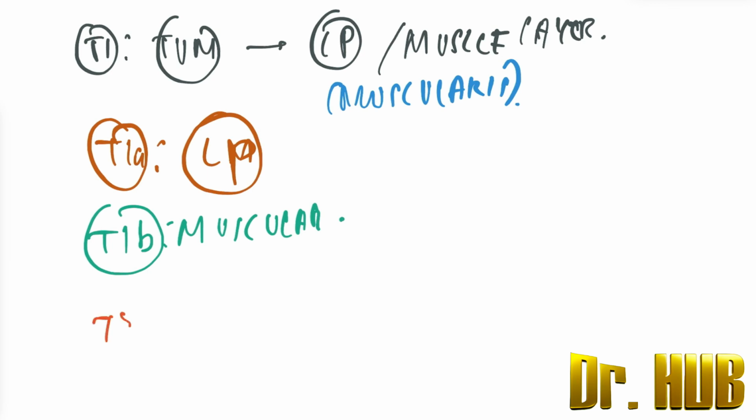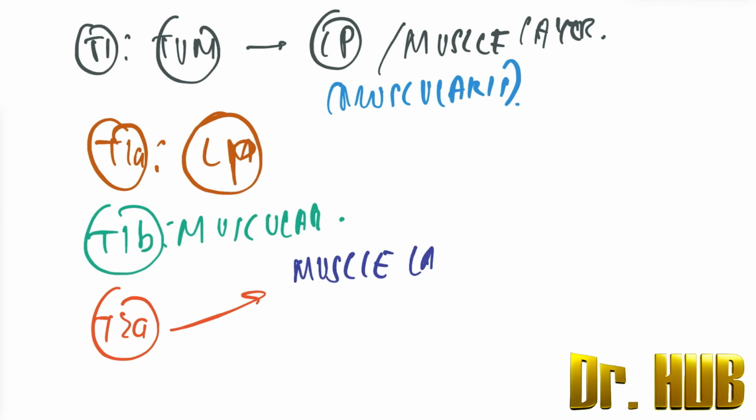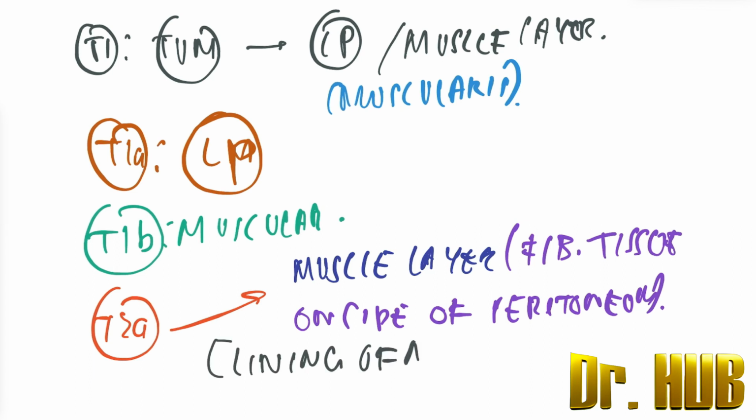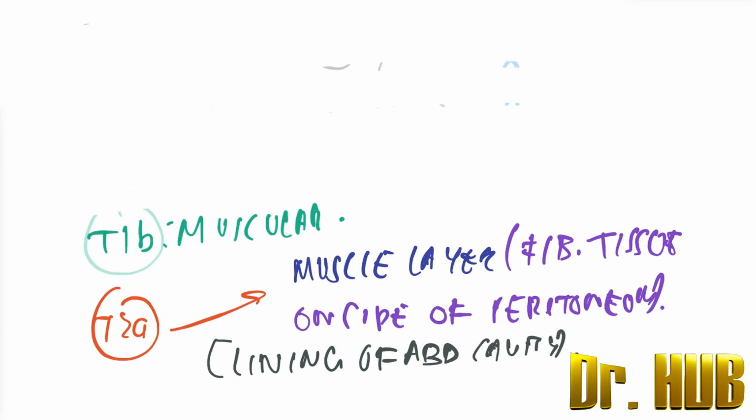Now let's look at the T2a. T2a indicates that the tumor invades the muscle layer and it is into the fibrous tissue on the side of the peritoneum, and that is the lining of the abdominal cavity. So this was 2a. Now let's look at 2b.